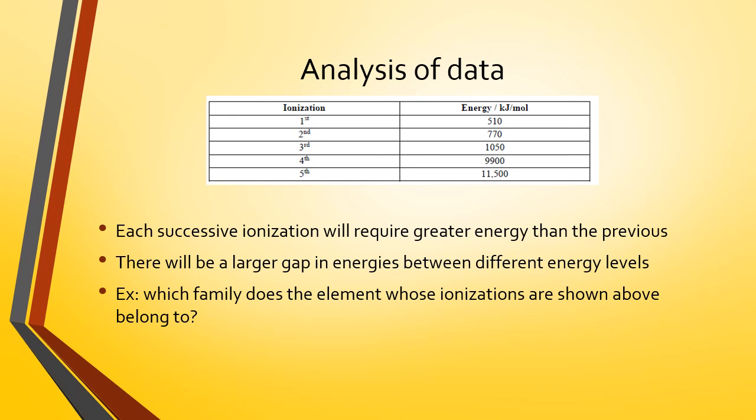So while I do see an increase between the first and the second, the second to the third, the third to the fourth, and the fourth to the fifth, there is an unusually large gap between the third and the fourth ionization energies, of almost 8,000 or more. This implies that the third one was the final valence electron that was removed. Therefore, this must be a member of a family that has 3 valence electrons. Therefore, this is likely a member of group 13, boron's family.